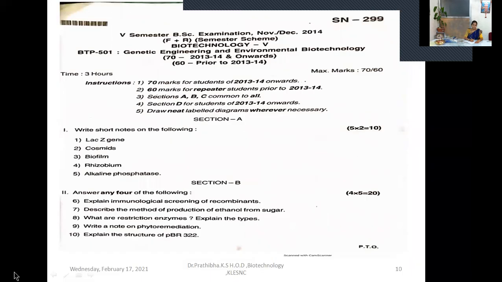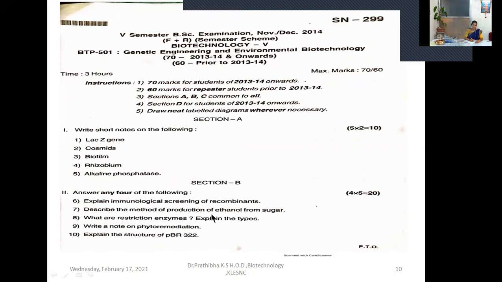Now let us go through the question paper 2014, Genetic Engineering and Environmental Biotechnology. Write short notes on the following. Lac gene, cosmids, biofilm, rhizobium, alkaline phosphatase. Each question answer carries 2 marks. Section B, answer any 4 of the following. Explain immunological screening of recombinants.